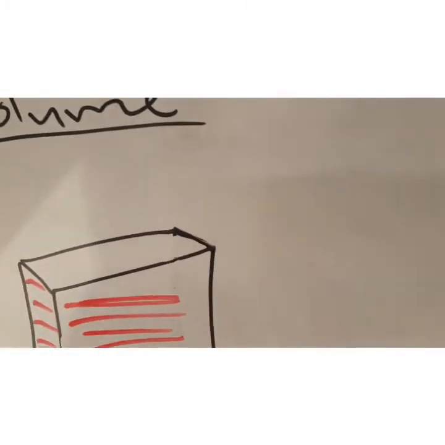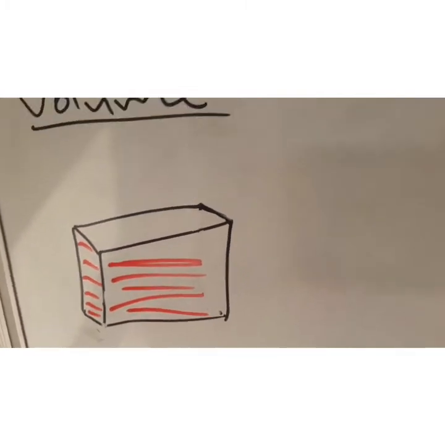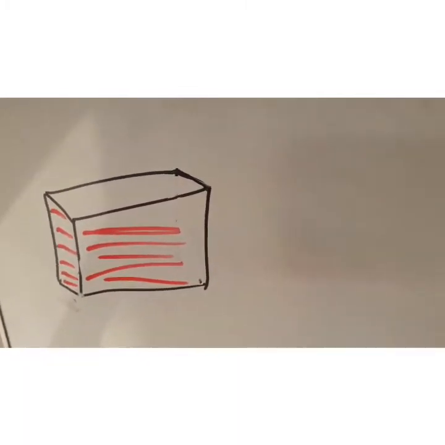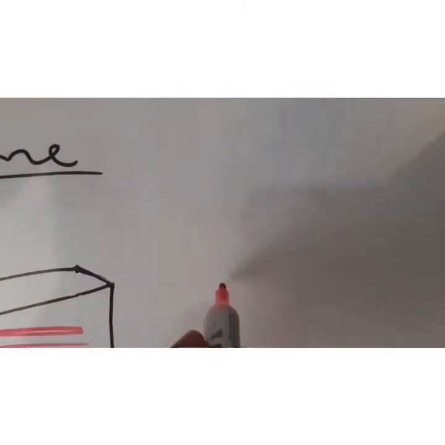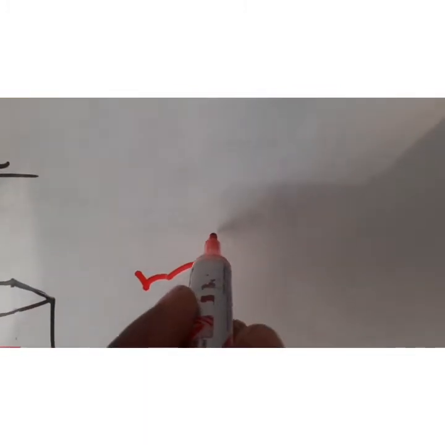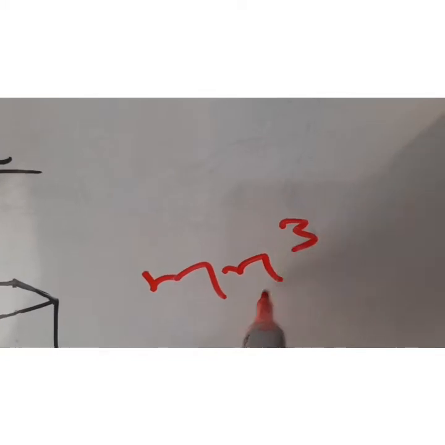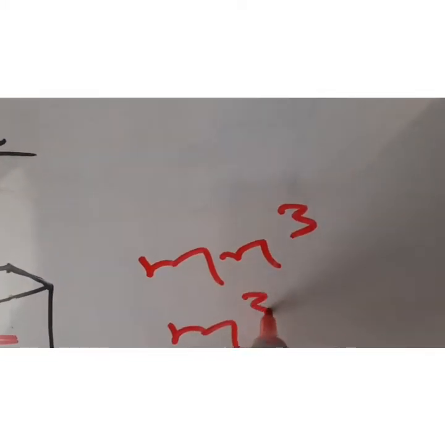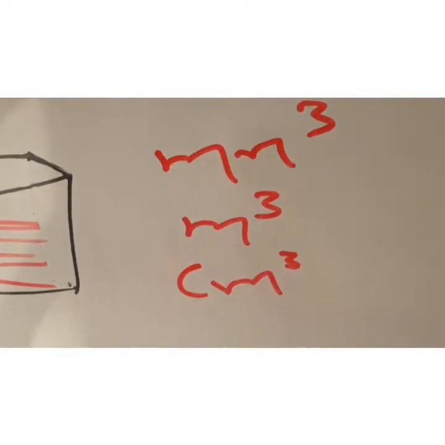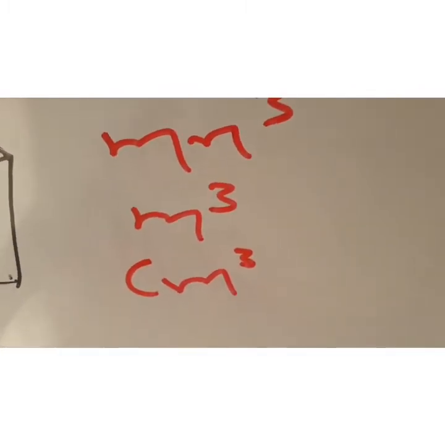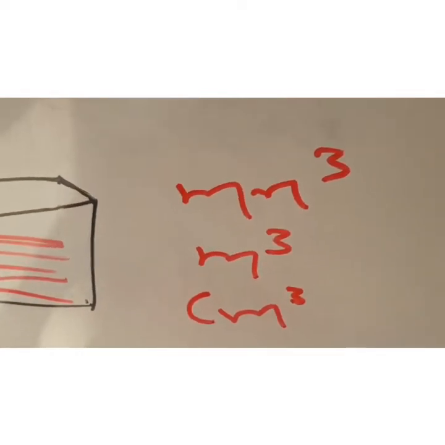Then we come to your volume. Your volume will always be to the power 3 because you are multiplying 3 dimensions. Okay, so if it was a millimeter, it would be millimeter cubed. If it was meters, meter cubed. If it was centimeters, it will be centimeter cubed, or cubic liters, depending on what units have been given.